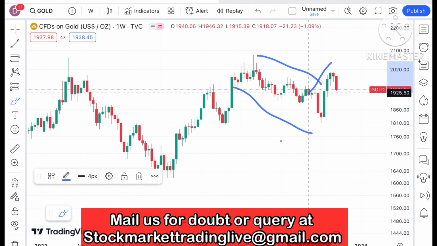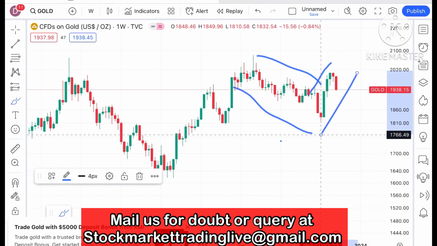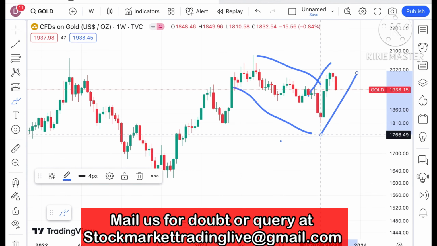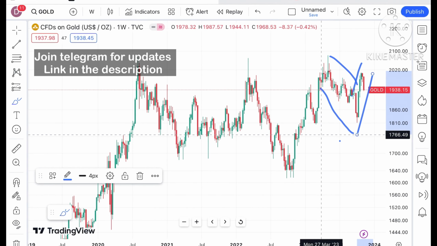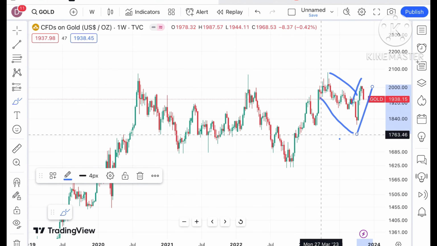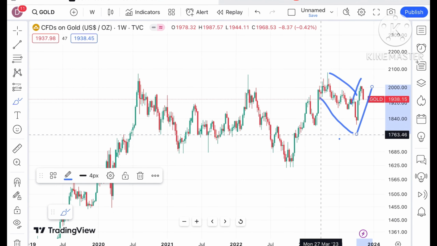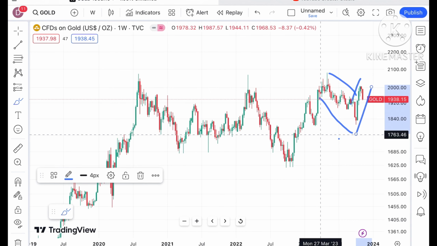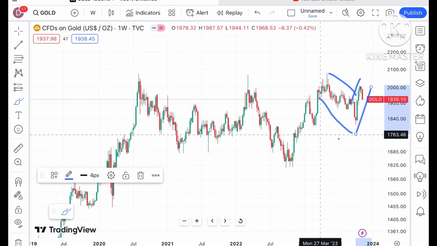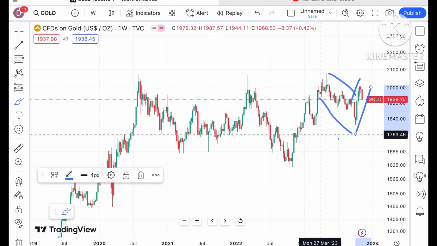And why is this volatile? Because we have seen a war situation, two war situations. In a war situation, because of the volatility in the market, people try to invest in gold and silver. This is where we have seen good volatility in the price of gold.